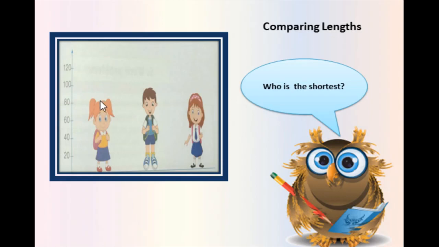Looking at the picture, who do you think is the shortest? Is it this girl, this boy, or this girl? Let's say the name of this is Susan, this is Oliver, and this is Betty. Who is the shortest?